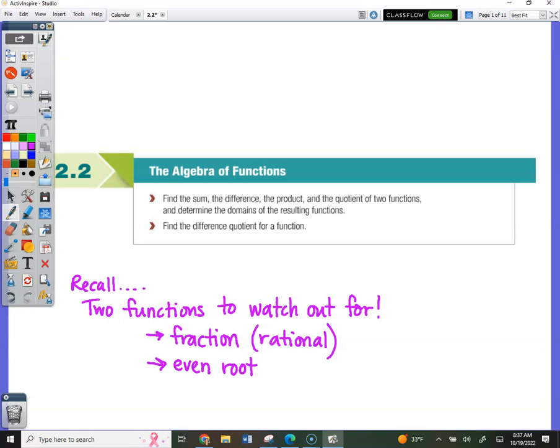Remember, with fractions, you cannot have 0 in the bottom, and with even roots, you cannot take the square root of a negative number. So those are the two that you have to stop and think to yourself. There's going to be a domain restriction. It's going to come up, so be ready for it. Okay.